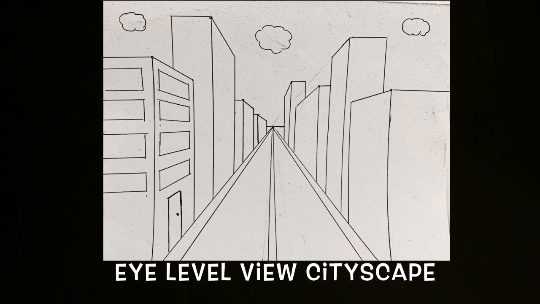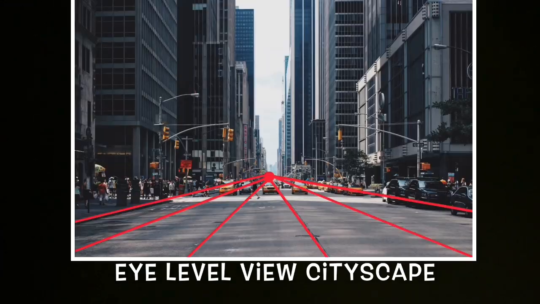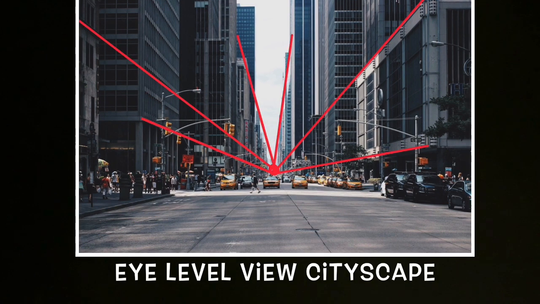In this video, I'll show you how to create a cityscape from an eye level view using a vanishing point and some straight perspective lines. As you can see in this real photograph of a city from eye level, the lines of a street all go back into one point, which is our vanishing point. The straight lines that meet it are called our perspective lines because they go towards that point.